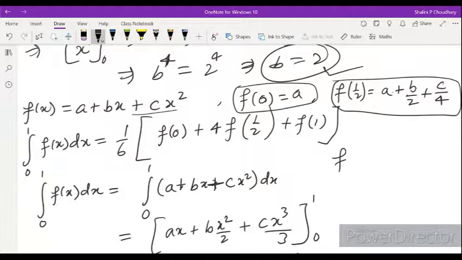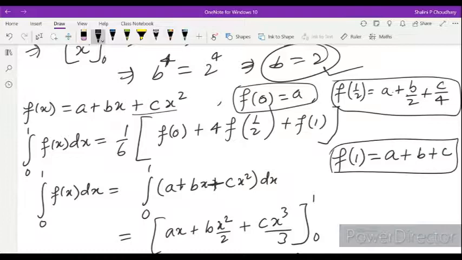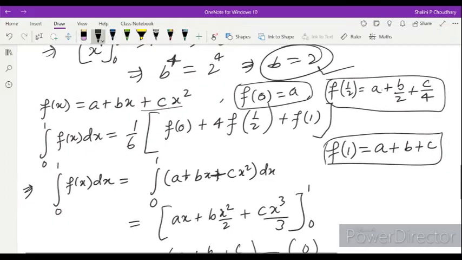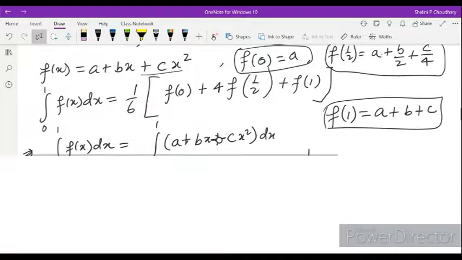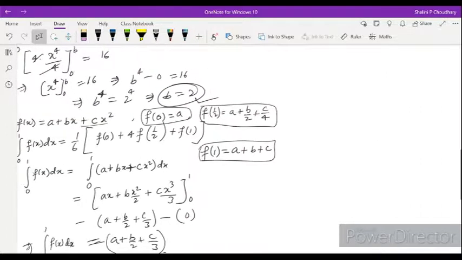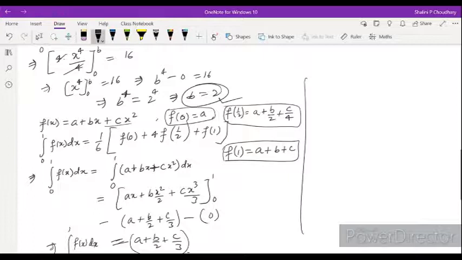Now we have to find the value of f1. The value of f1 will be a plus b into 1, which is b, plus c into 1 squared, which is c. So the value of f1 will be a plus b plus c. Now what you have to prove is 1 upon 6 f0 plus 4 f of 1 upon 2 plus f1. We'll write it here this way.